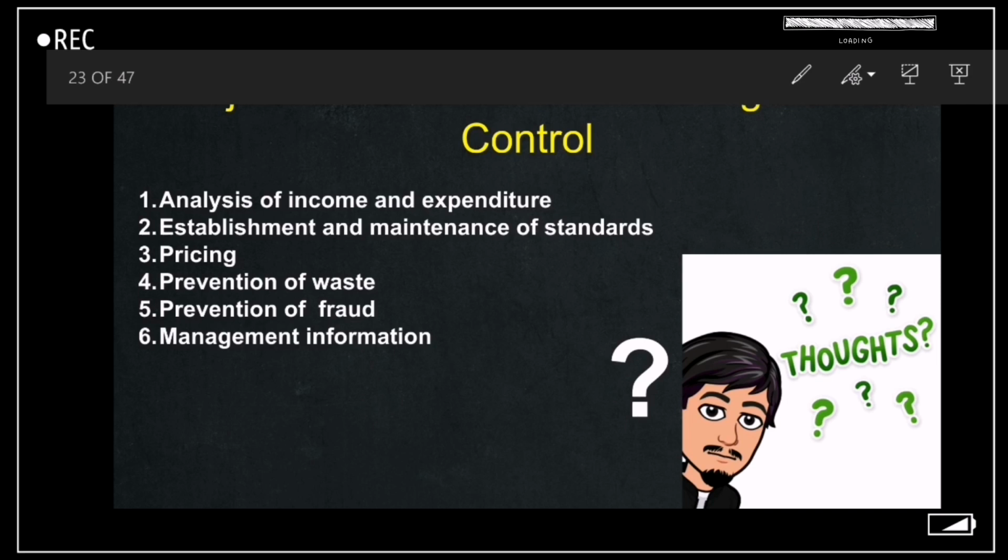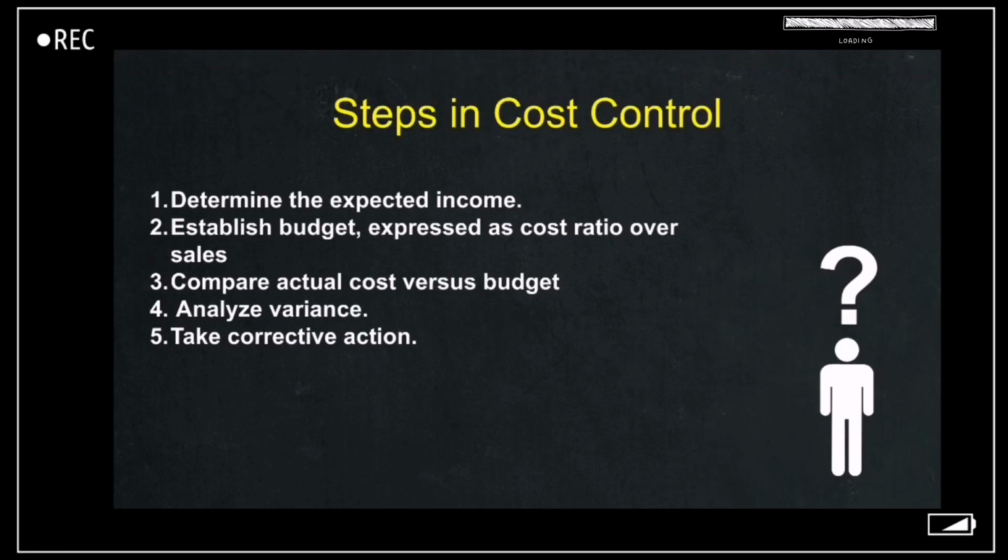So how do we do cost control? That is the question. Actually, there are basically 5 steps in cost control. So let us discuss each. First, determine the expected income. This is where revenue forecasting comes in.